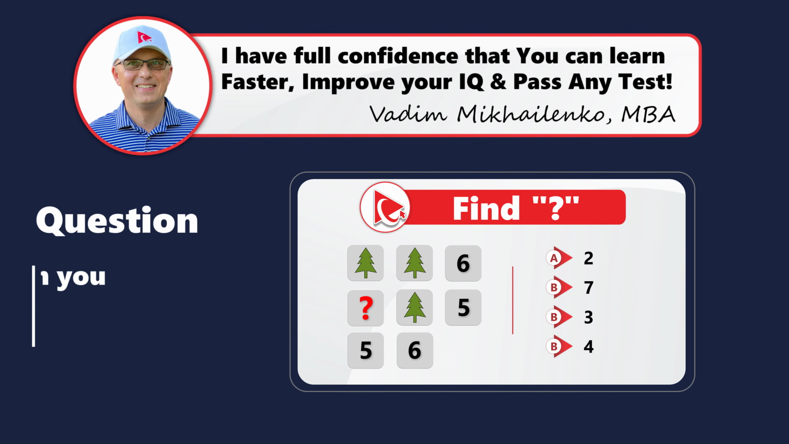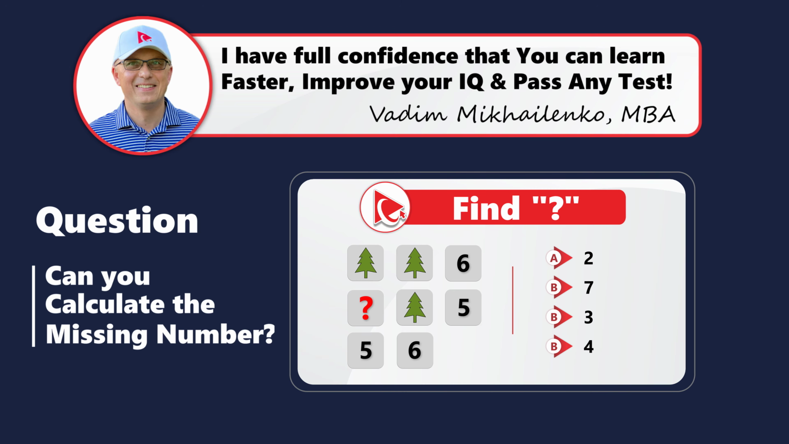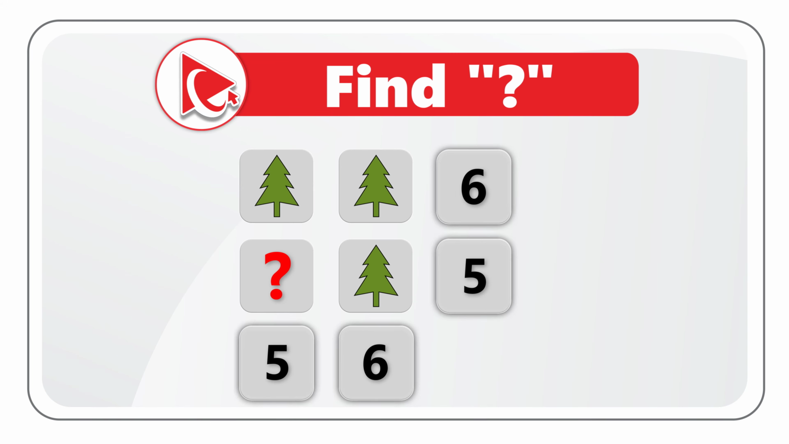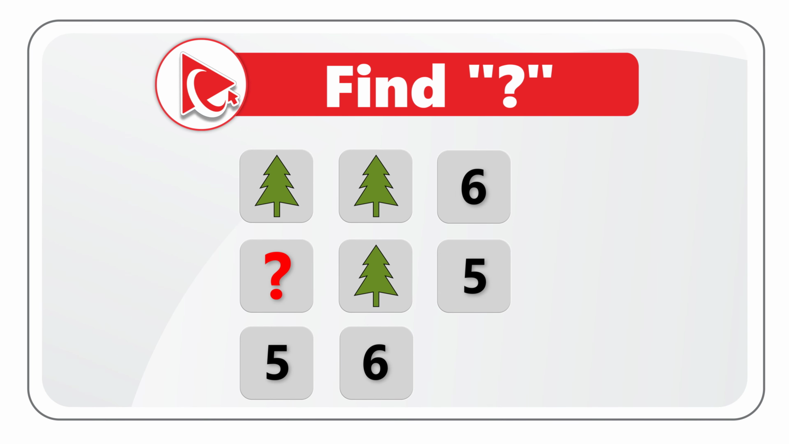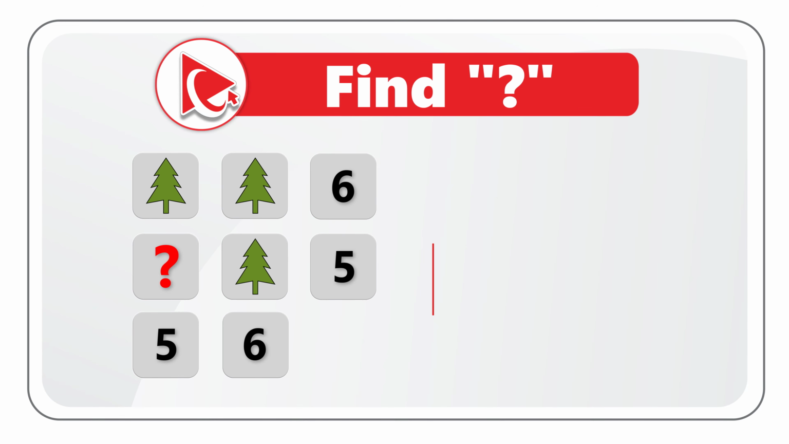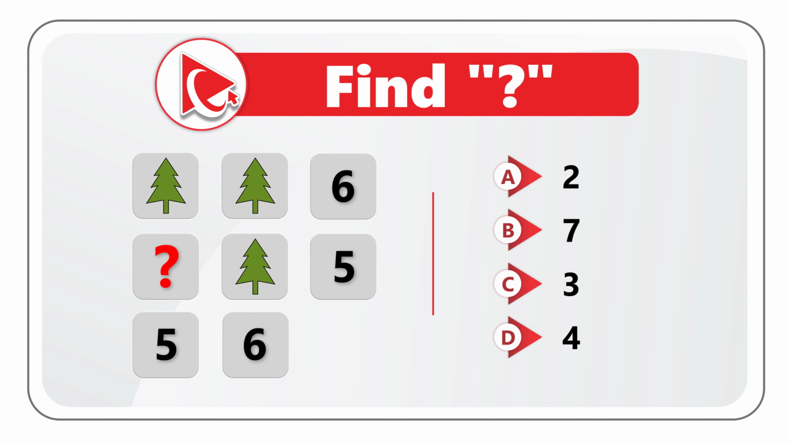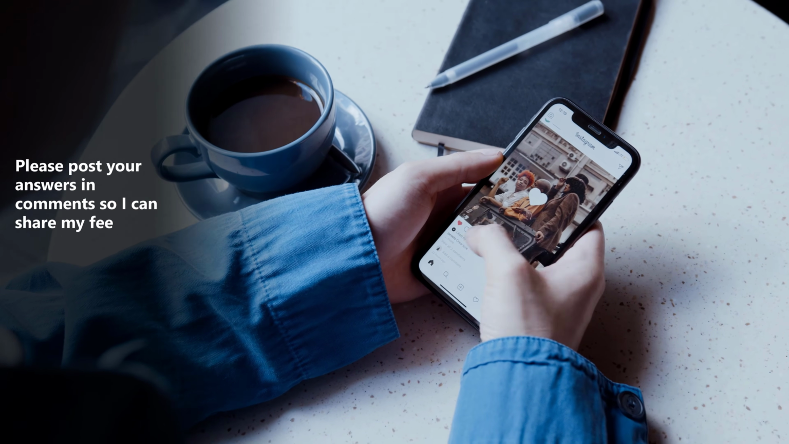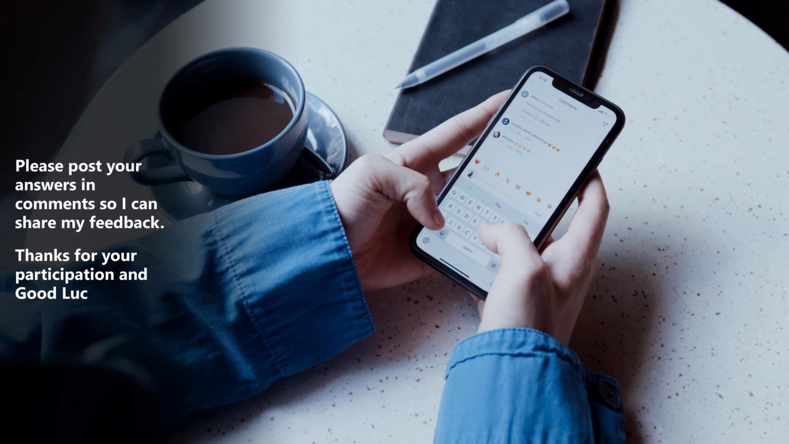And now I have a surprise question for you. You're presented with a 3x3 matrix, which contains evergreen trees, numbers, and a missing number represented by the question mark. You need to calculate the question mark and select the right answer out of 4 possible choices. Choice A, which is represented by number 2, B, number 7, C, number 3, and D, number 4. Take a close look, maybe pause this video to see if you can come up with the answer. Once ready, make sure to post your answer in comments so I can share with you my feedback. Thanks for participating and good luck.